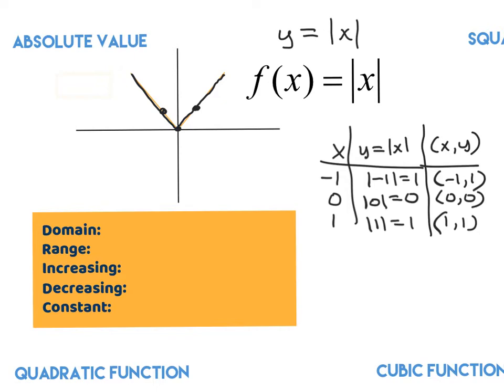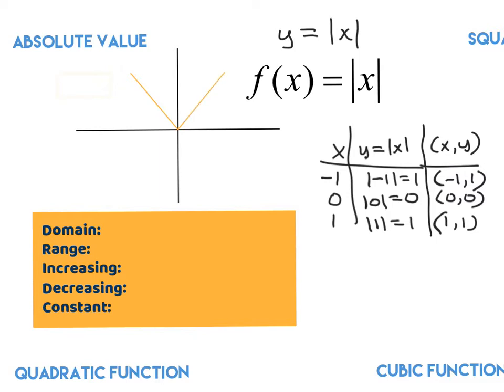Now tomorrow what we'll do is we're going to apply shifts. We're either going to move this graph up or down or left or right, maybe even make it skinnier or fatter. So this is what you should do, is memorize the location of these 3 points, and then if we have to shift, we just move these 3 ordered pairs. Now let's go ahead and identify the domain, range, increasing and decreasing, of this absolute value function.